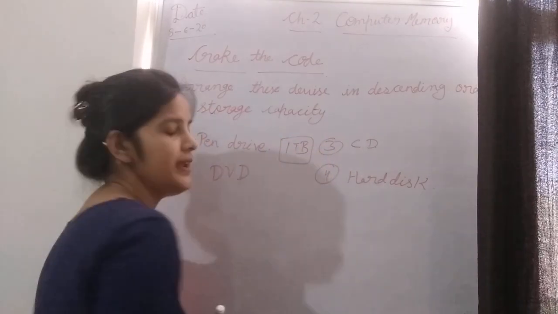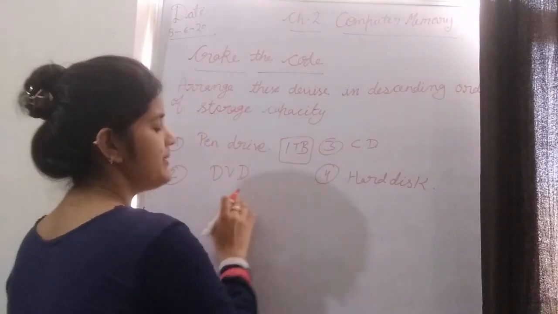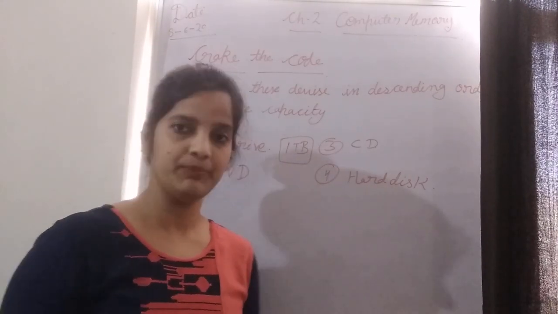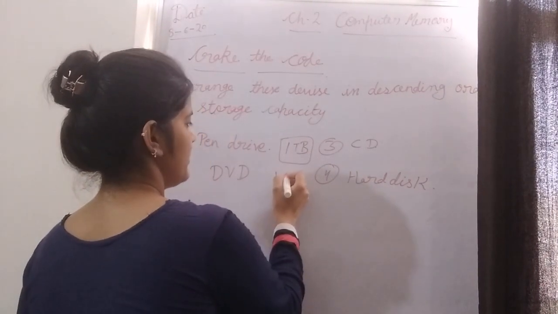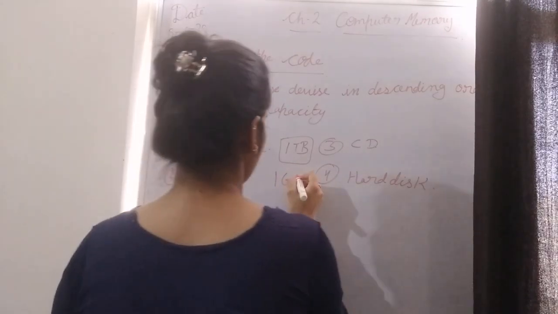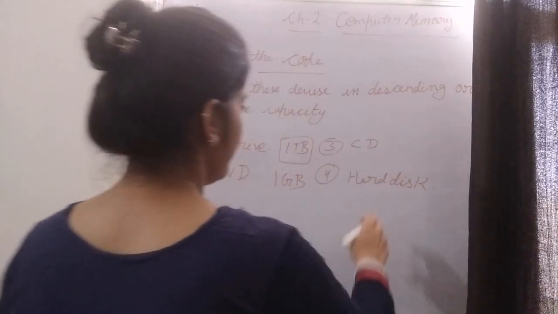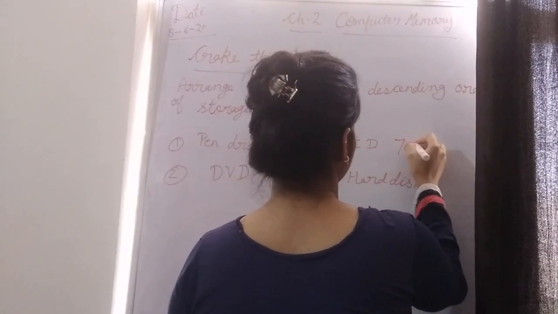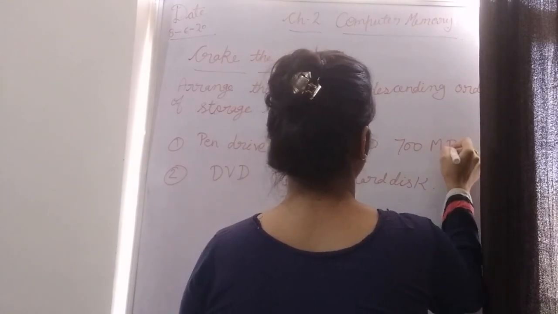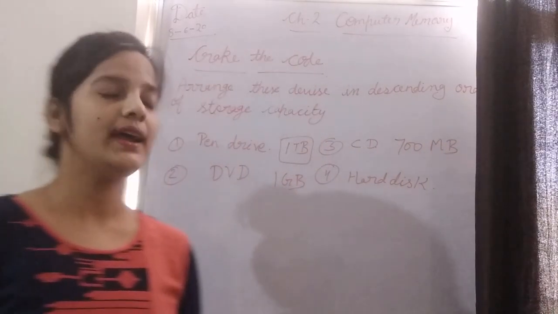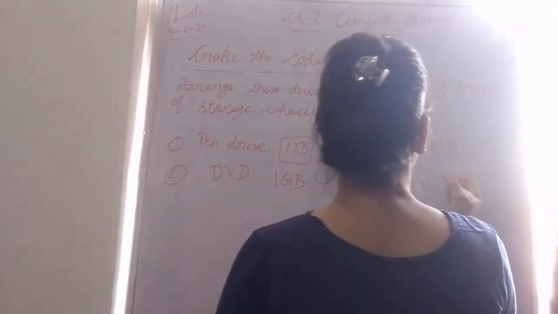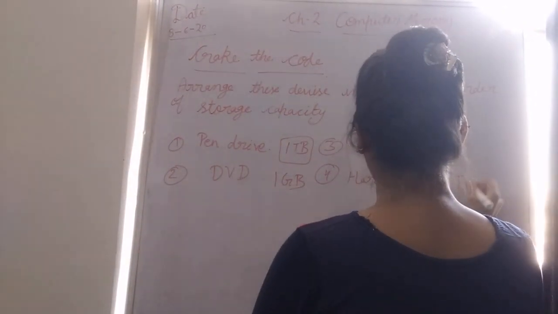Remember here. Then DVD can store data up to 1.5 GB, okay, so around 1 GB. Here CD can store data up to 700 MB. Okay, and the hard disk can store data up to 5 terabytes.